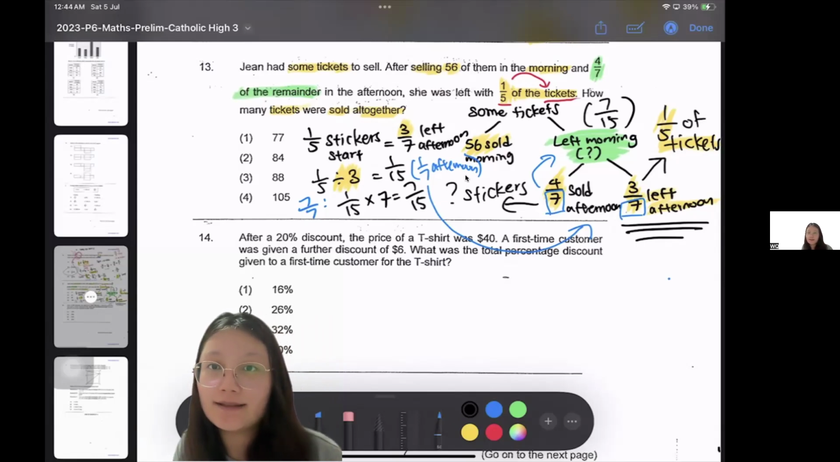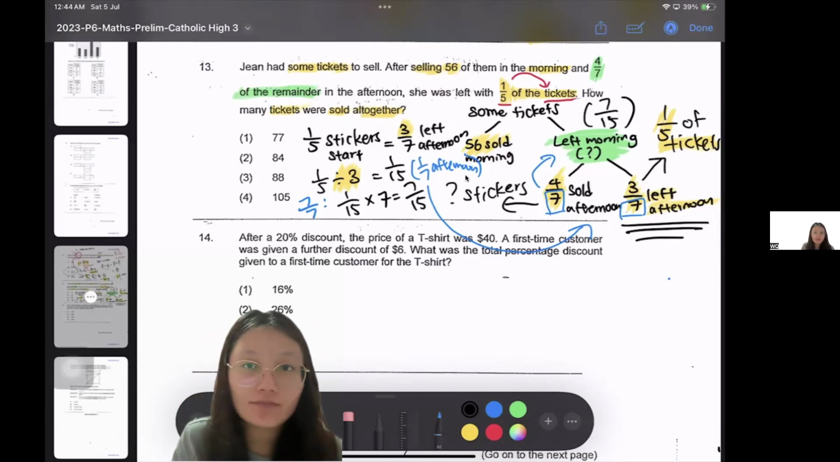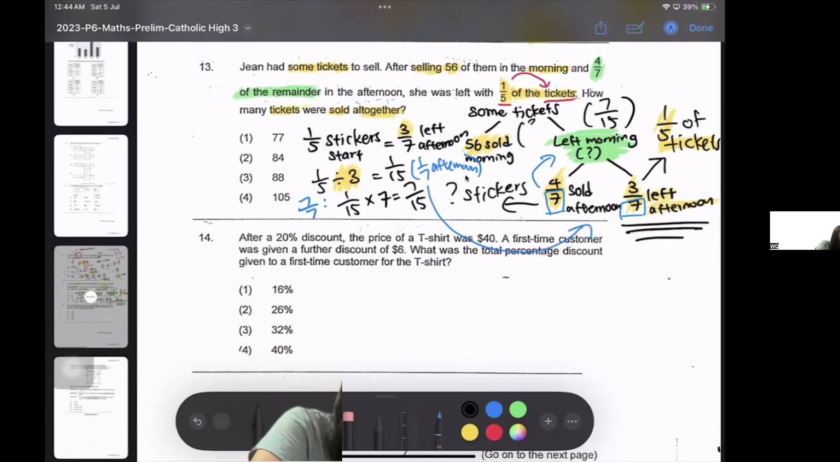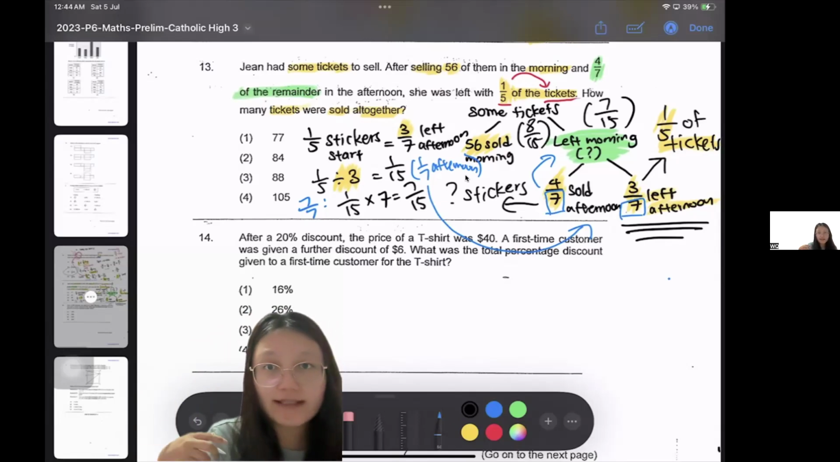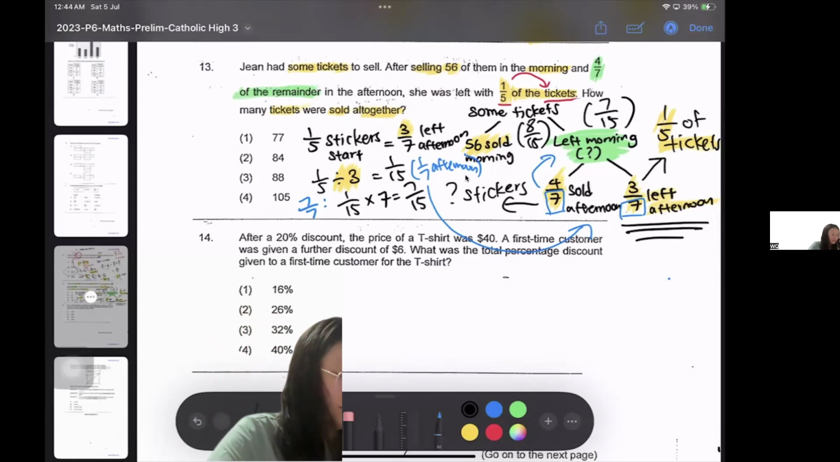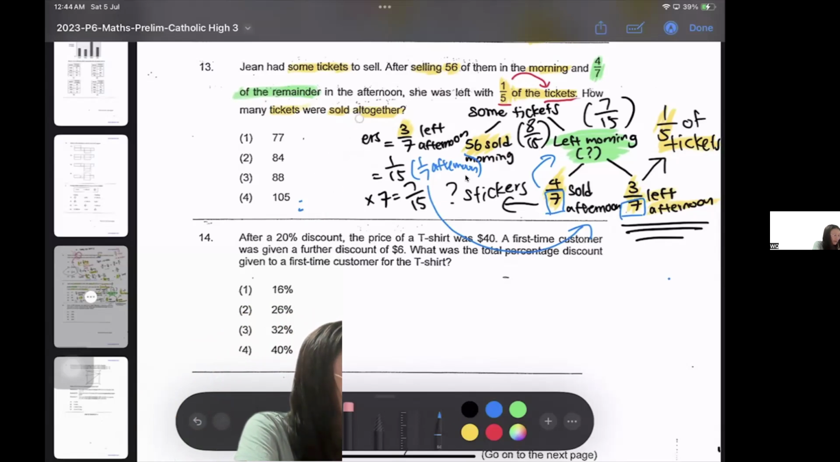You can find what is the other side. Okay, so if the right side is 7 out of 15 is the left side, which is the sold, will be 8 out of 15. So if 8 out of 15 equals to 56, 7 out of 15 will equal to... Okay, let me just erase. I'm going to erase some of my working, okay? You can pause and go back if you didn't manage to catch it, okay?